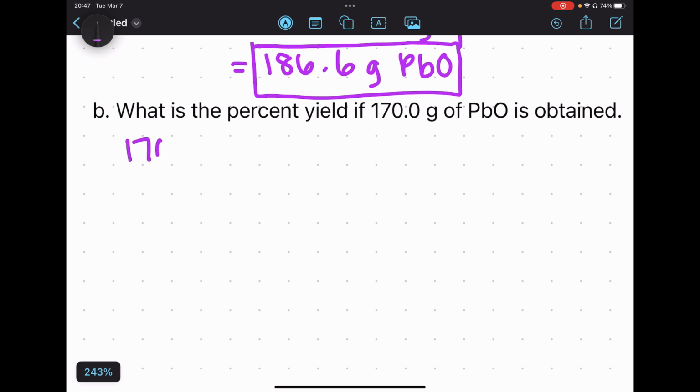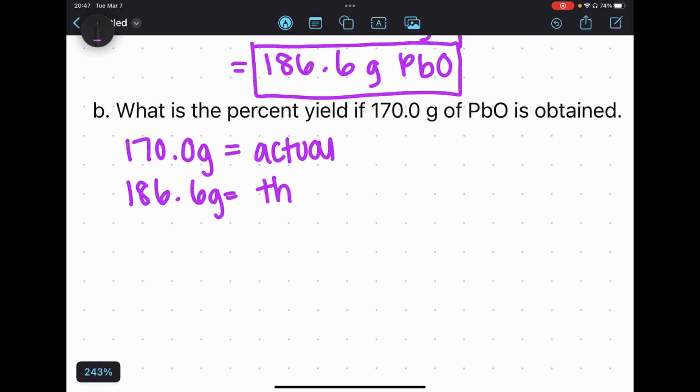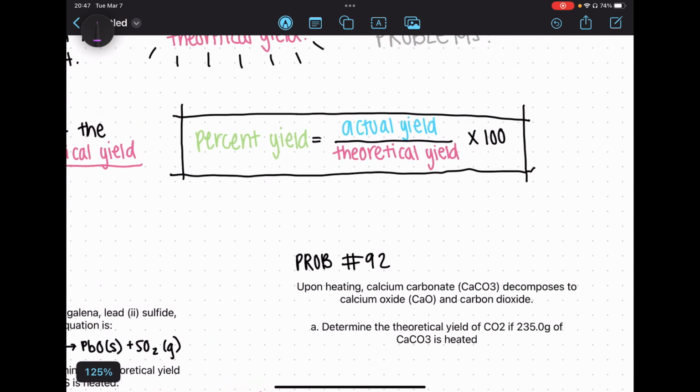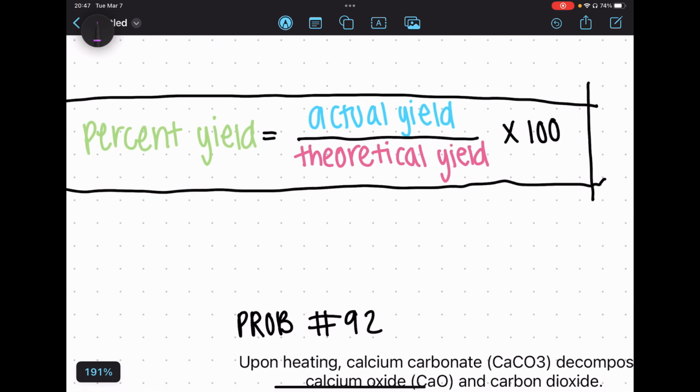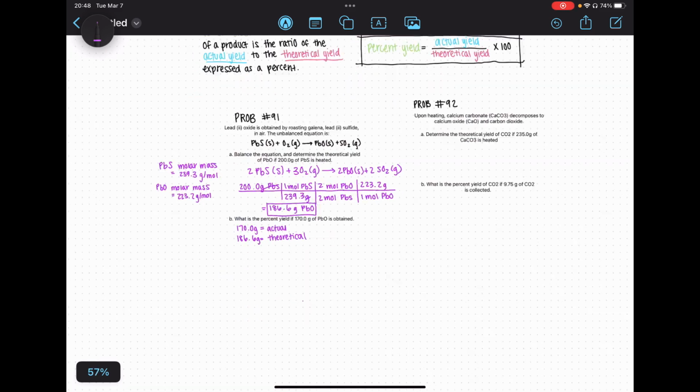So I know that 170.0 grams equals my actual, while 186.6 grams equals the theoretical, so what I should have gotten out of this reaction. So if you recall, the percent yield equation is actual yield divided by theoretical yield, all times 100.